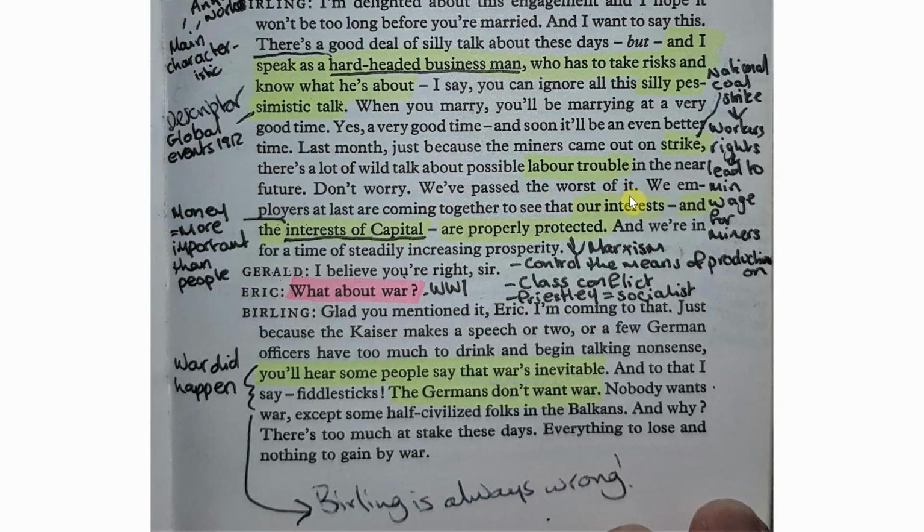He then says, "we've passed the worst of it," which absolutely the country had not at that point. There will be further industrial action, further strikes, further shortages, particularly going into World War One. But he's blinkered to the realities of the situation and says, "we employers at last are coming together to see that our interests and the interests of capital are properly protected." Again, that's another key quotation that talks about Birling being a capitalist.